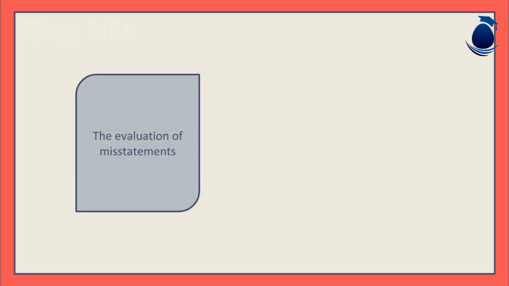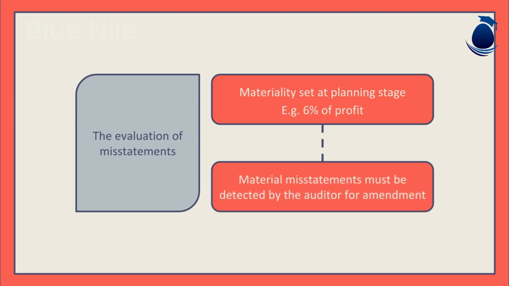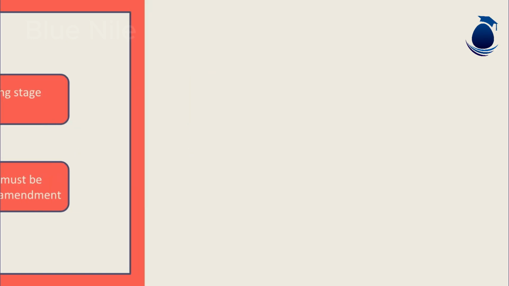In addition to reviewing the audit file and financial statements, the auditor must also review the misstatements that were collated during the audit process. At the planning stage, the auditor decides what is going to be a material misstatement, for example, 6% of profit. Material misstatements must be detected by the auditor, so they can highlight to the client for amendment.